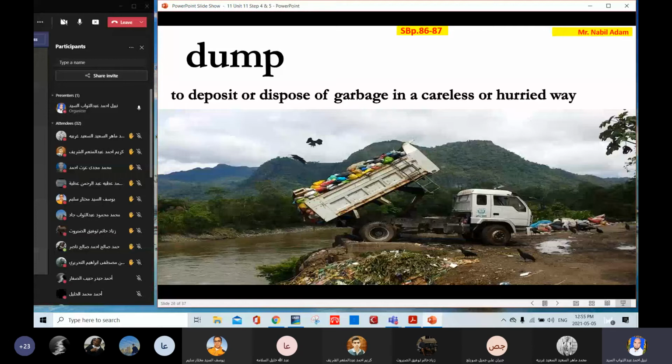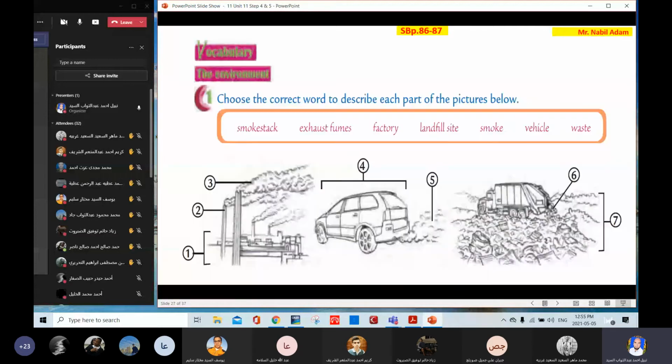Now let's have a look at these three pictures here. Picture A, picture B, picture C. Picture A is a factory. Picture B is a car or a vehicle, and picture C is a place, a landfill site. Now, choose the correct word to describe each part of the pictures below. You've got here words and numbers. Number one, what does it refer to? Number one, it's a factory.